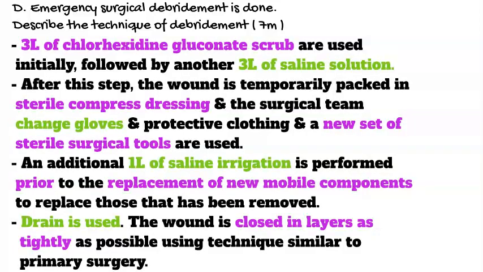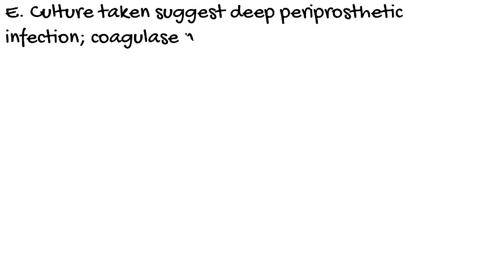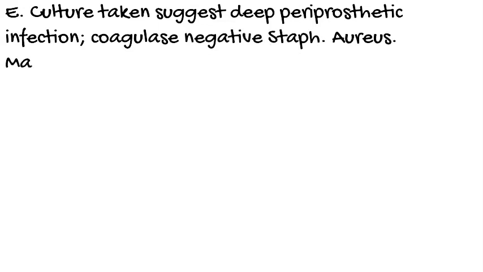The drain is used. The wound is closed in layers as tightly as possible using techniques similar to the primary surgery. Culture taken suggests deep periprosthetic infection, coagulase-negative Staph aureus, CoNS. What is the management?